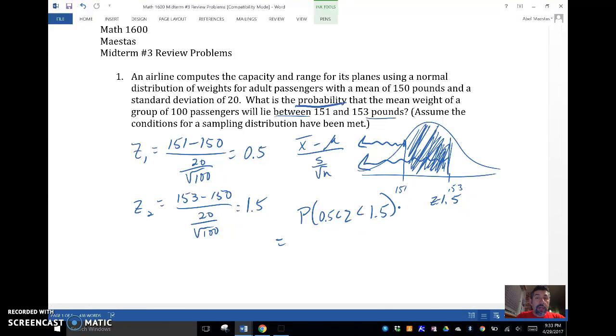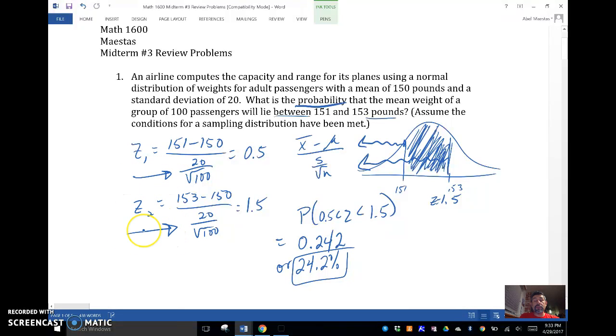If you're using a calculator, I use a TI Inspire. But if you use an Inspire or a TI 84, the command is normal CDF. So the normal CDF is going to give me a probability of 0.242, all right? Or we can write that as 24.2%. All right, so again, the key here is that when you're using your normal distribution, you are using a sampling distribution, so you have to change that standard deviation into the sampling standard deviation, which in this case is s over root n. Okay, so let's go on.